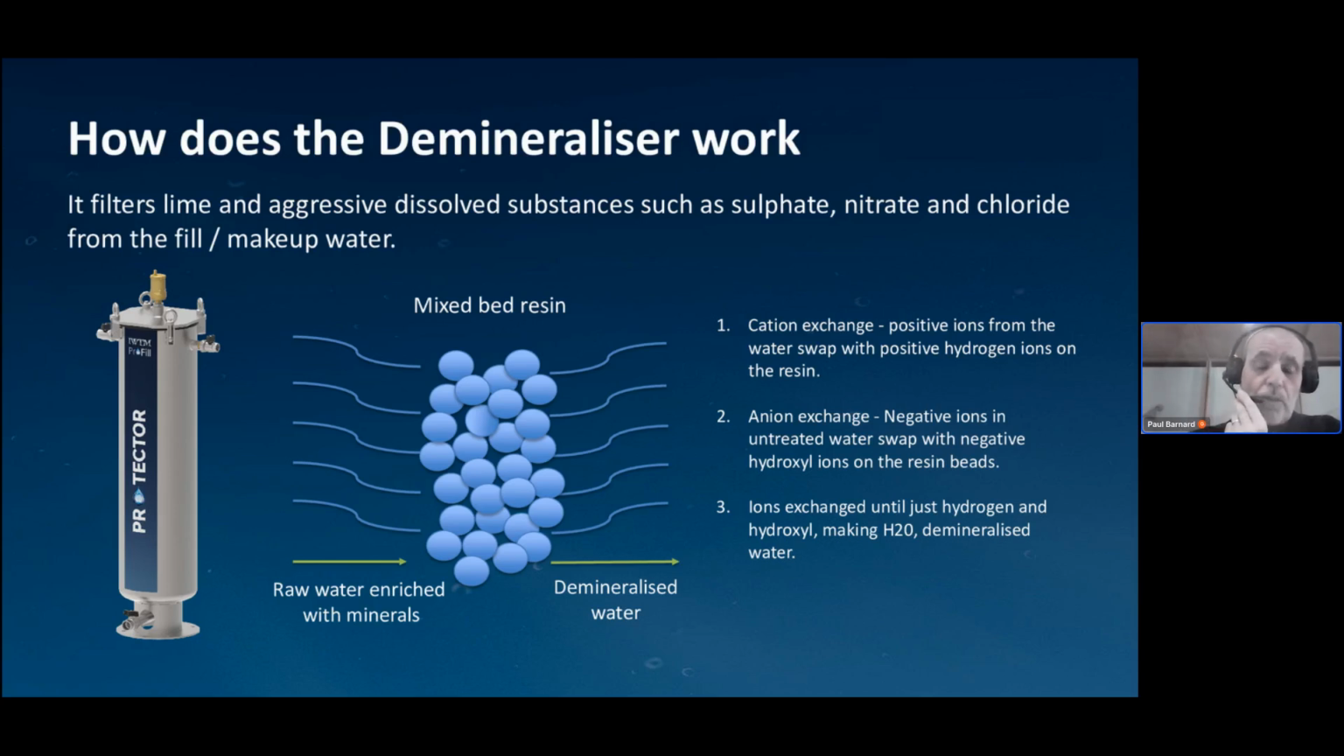So this controls two of those key parameters, the conductivity of the water, and it tweaks the pH. Now the conductivity is important because low conductivity water restricts pathways and processes in the corrosion process. So by lowering conductivity, we slow down all the processes of dissolved oxygen, for example, reacting with the metals and causing corrosion.